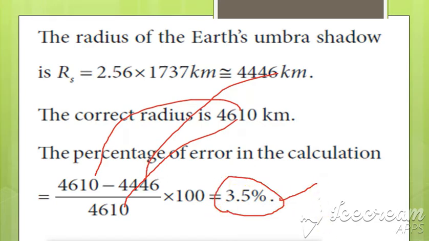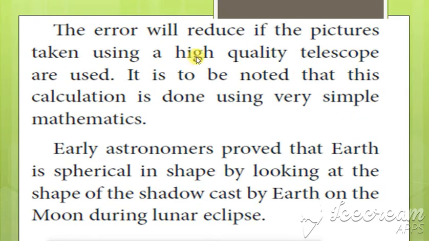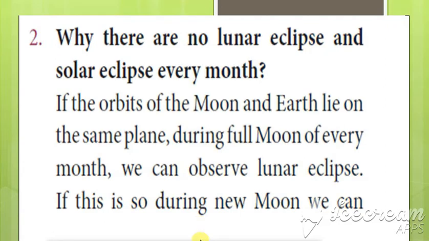This is more or less the same, and so we can consider this value to be accurate. The error will reduce if the picture is taken with a high quality telescope. So early astronomers proved that the earth is spherical in shape. Next is, why do lunar eclipse and solar eclipse not happen every month?